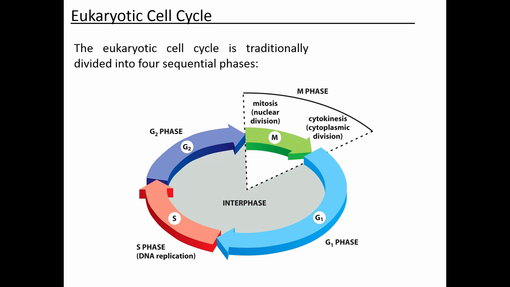Examples in your body of cells that are in G0 are your neurons. Also, your muscle cells are in G0, and your retinal cells are also in G0. So those cells are never going to divide again and will be sitting in G0. Okay, so those are the different phases of the cell cycle.